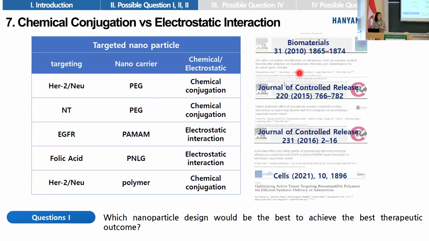So today I have shown you only one study, but we have been working with many kinds of systemic delivery tools with the oncolytic adenovirus. We have been exploring many kinds of targeting moieties and nanoparticles, and ways to link the virus to the polymer. So the first question can be which nanoparticle design would be the best to achieve the best therapeutic outcome. Importantly, for the virus to reach the target tumor tissue, it should endure the shear stress in the bloodstream. So I believe chemical conjugation is much better than electrostatic interaction, but we can also explore that in our project group.